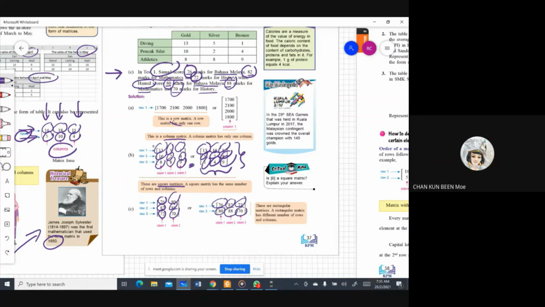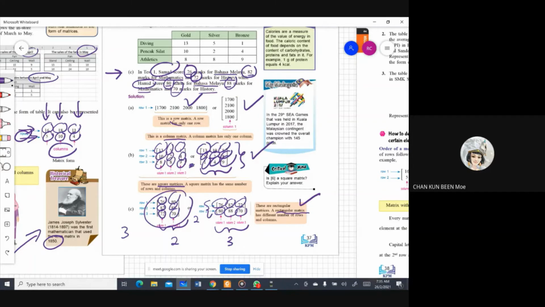Here, we don't have the same number of rows and columns, because for the first one, we have 3 rows and 2 columns. But for the second one, we have 2 rows and 3 columns. So it's not even, right? When they are not even, we call that a rectangular matrix, for a different number of rows and columns. Therefore, you already learned these 4 types of matrix. The first one, row matrix. The second one, column matrix. The third one, square matrix. And the last one, rectangular matrix.